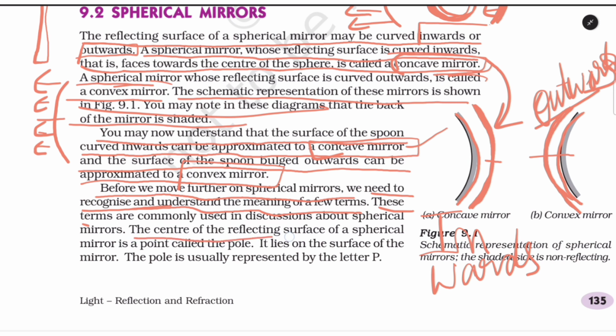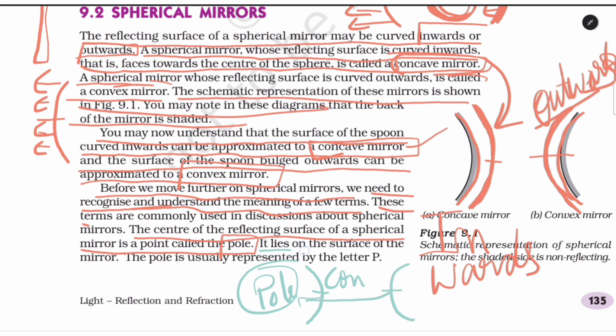The center of the reflecting surface of a spherical mirror is a point called the pole. This is very important. If this is a concave mirror, what I am writing, at the center it is inwards, this point is called the pole. In the convex mirror also, the center is called the pole. It lies on the surface of the mirror. The pole is represented by the capital letter P.